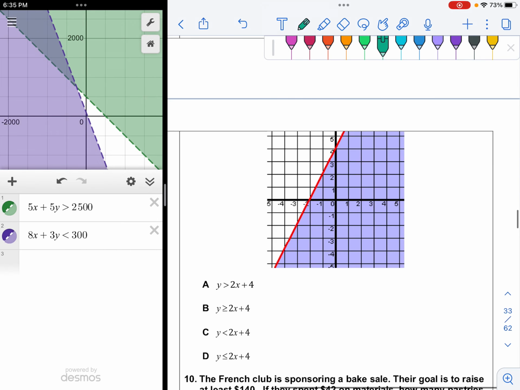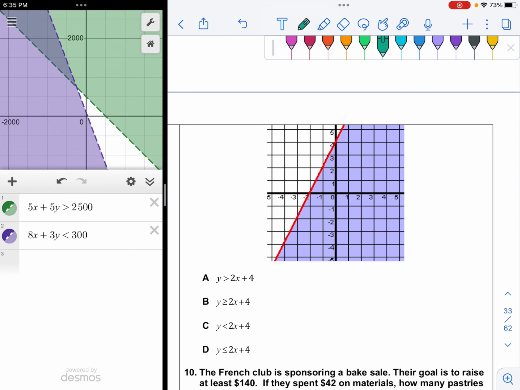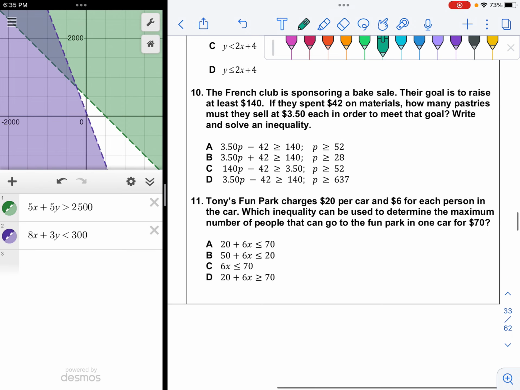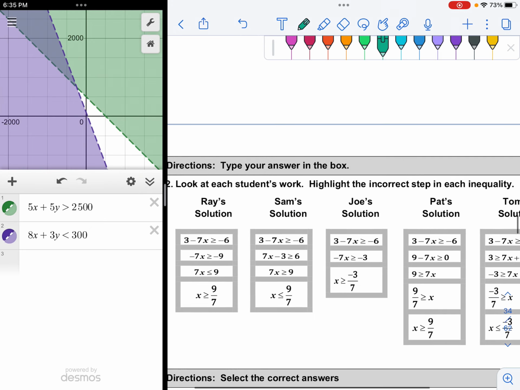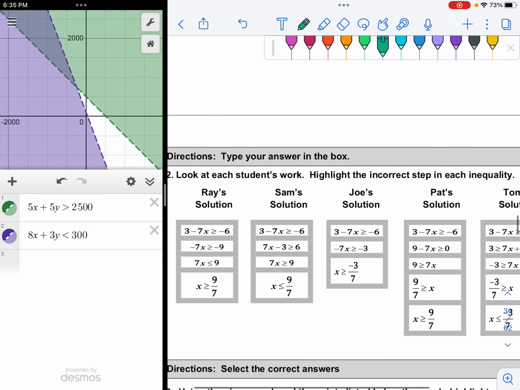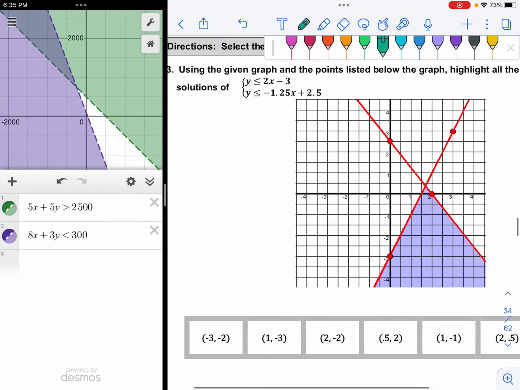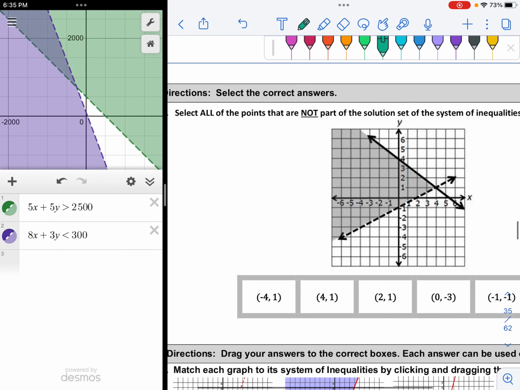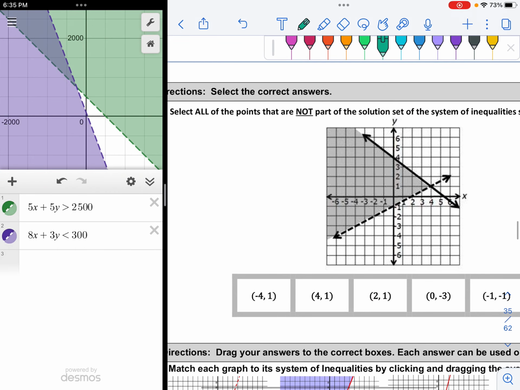All right, so which inequality is shown? I'm going to let you plug that one into Desmos and see which one would give you the right answer. We are going to go ahead and skip down to question 14.